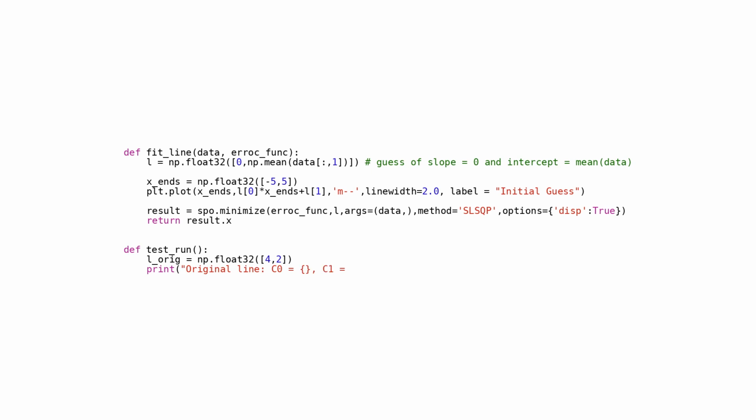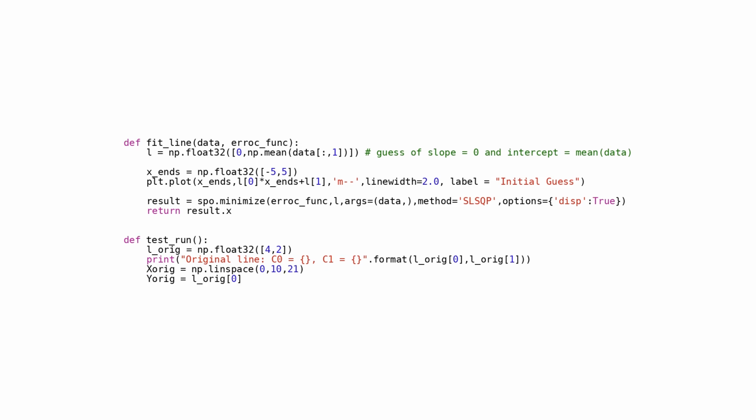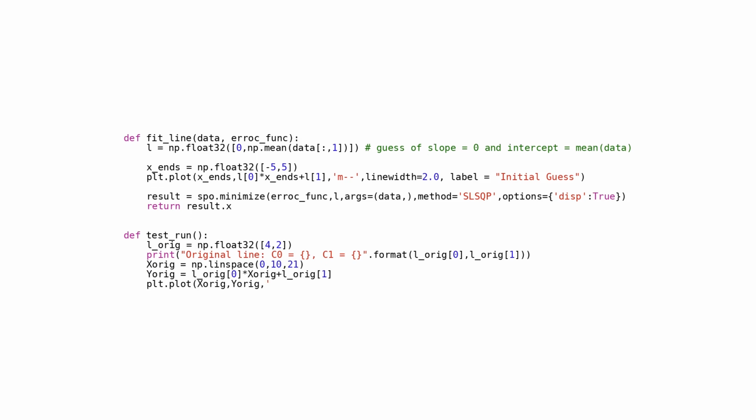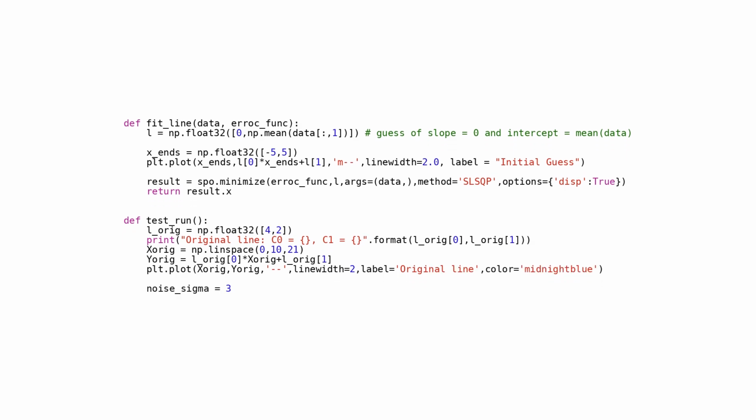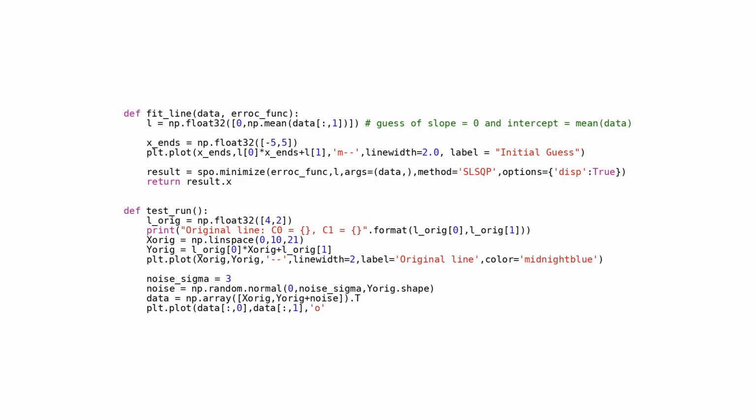The fit_line function starts by guessing the slope and intercept of a line, then plots this initial guess on a graph. It proceeds by using the minimize function from the SciPy library to calculate the best slope and intercept values that minimize the given error function.